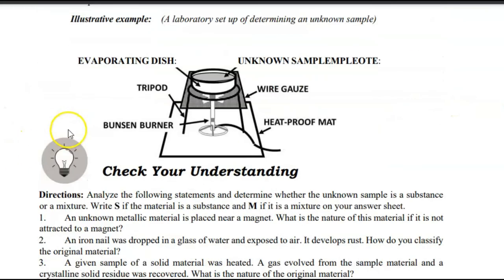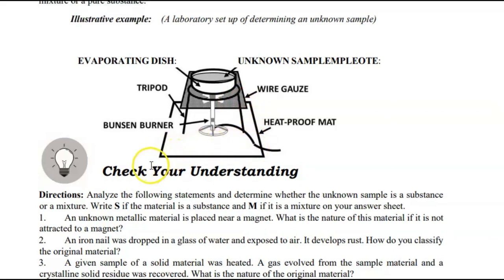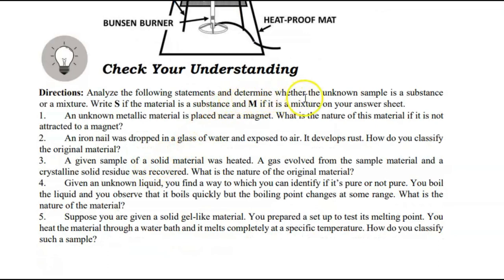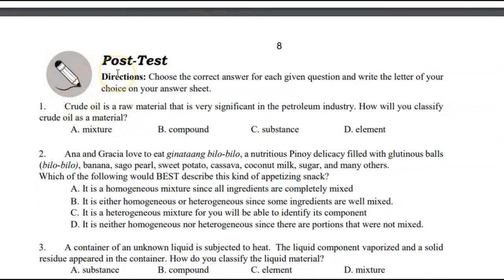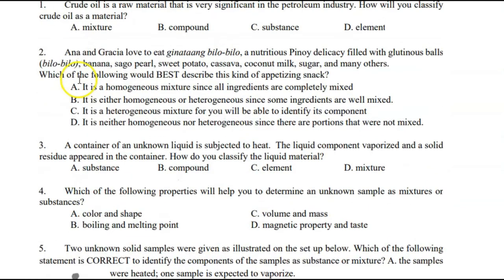So, meron tayo ditong laboratory setup, evaporating dish, tripod, Bunsen burner, wire gauze, and heat-proof mat. So, what are you going to do? You're going to analyze the following statements and determine whether the unknown sample is a substance or a mixture. Write S if it is a substance, and M if it is a mixture on your answer sheet. So, meron tayo ditong 1, 2, 3, 4, 5. Tapos na tayo. Let's move on to your post-test. Choose the correct answer for each given question and write the letter of your choice on your answer sheet. So, meron tayo ditong 5 questions.